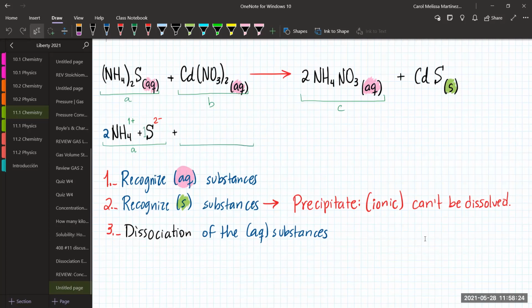Now, here, how many cadmium ions do we have? One. So you have an invisible 1, cadmium. What is the charge of cadmium? 2. It is in your periodic table. It is 2+. It is very close to silver and those kinds of elements. Now we continue. How many nitrates are there? 2. 2 nitrates. What is the charge of nitrate?